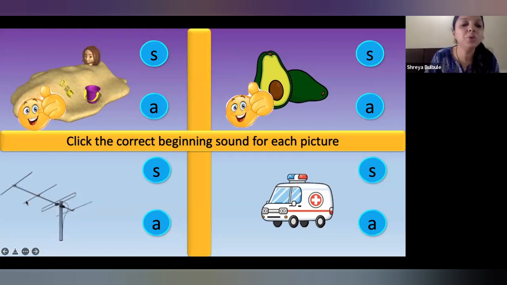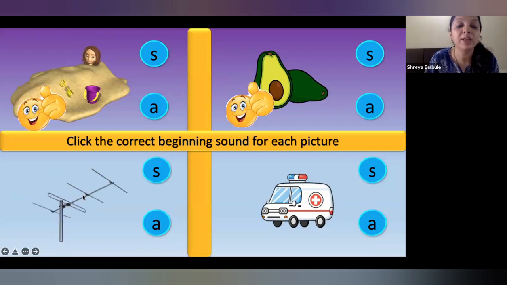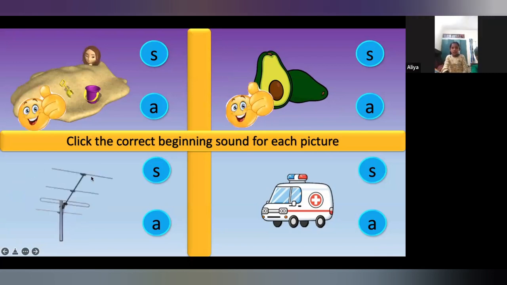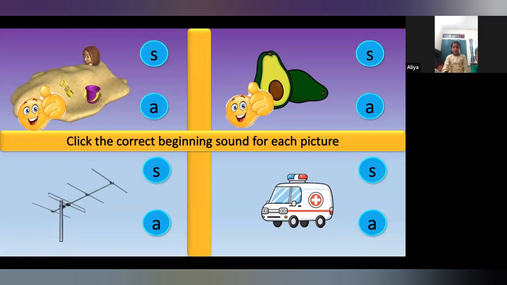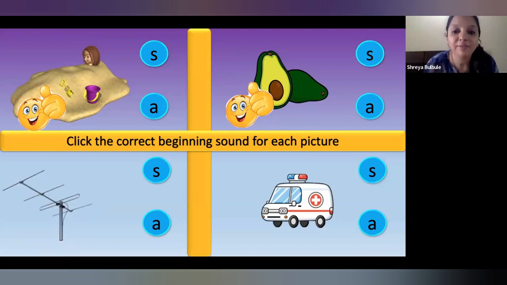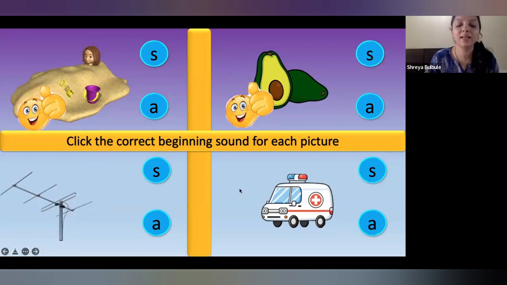Next, what is this? Have you seen this in a house somewhere? It's on the terrace. You must have seen it on the terrace. It is called an antenna. What is it called? Antenna. Yes. So what sound do you hear in the word antenna? Very good. Antenna has the A sound in it.